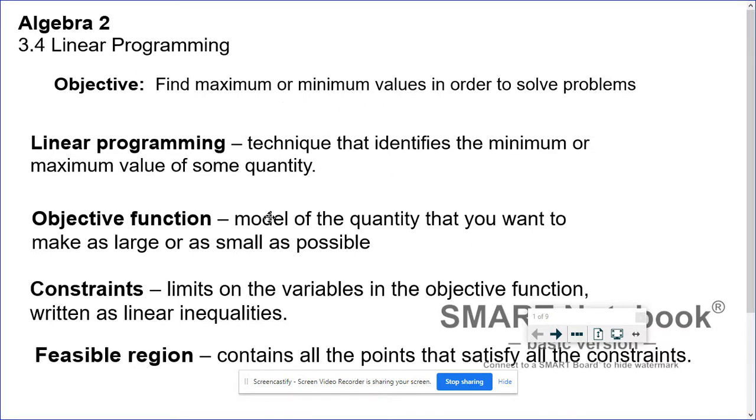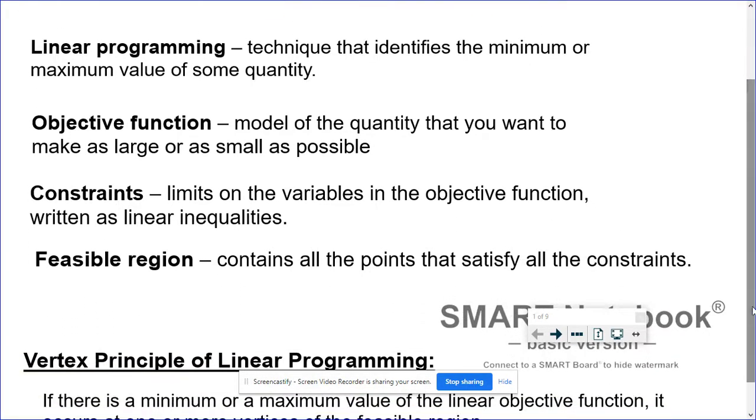The objective function is a model of the quantity that you want to make as large or as small as possible. So that's going to be an equation. Then there's going to be constraints, and those are limits on the variables in the objective function, written as linear inequalities. So those are going to be linear inequalities that we write eventually when we get to the whole problem altogether, that we write and then graph, just like we did last lesson.